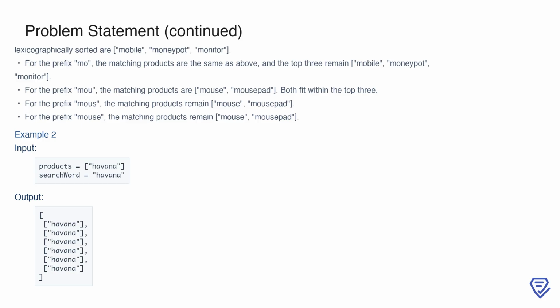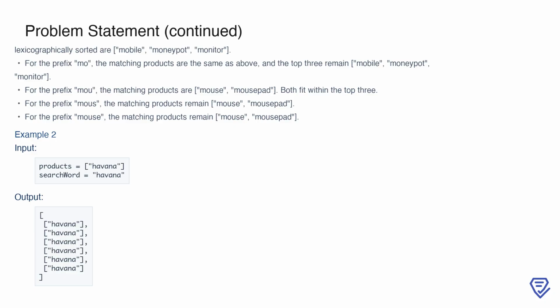To elaborate further, when the prefix is extended to MO, the matching products are still mobile, moneypot, monitor, mouse, mousepad, and the top 3 suggestions remain mobile, moneypot, monitor. For the prefix MOU, the system filters the products to only those starting with MOU, which are mouse, mousepad. Since there are only 2 matches, both are included in the suggestions. The prefixes MOUS and MOUSE produce the same 2 matches, mouse, mousepad, as no additional products meet the criteria.